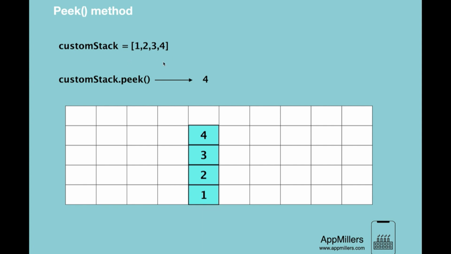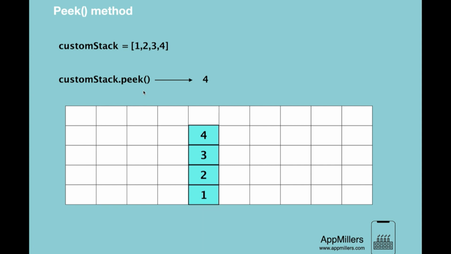So if we run the peek method one more time over here, it will return 4, but 4 will not be removed from the stack. It doesn't matter how many times we run the peek method, it will return 4 in our case. But if we run the pop method before peek, it will remove the 4. Then if we run the peek method, it will return 3 over here.